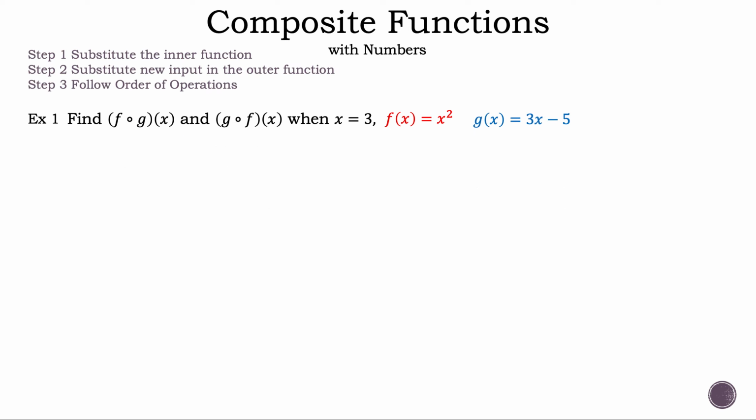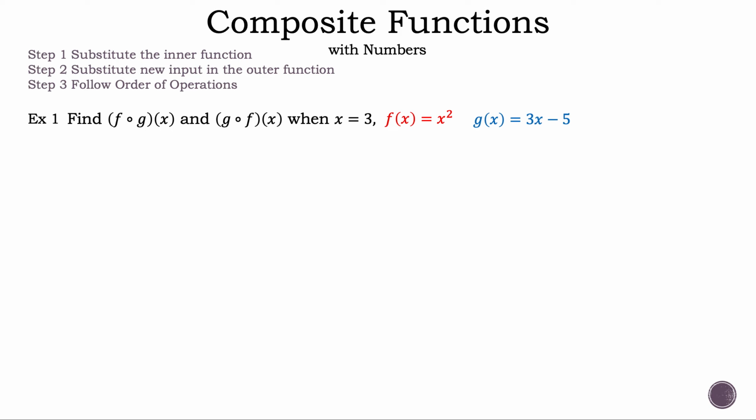Now, let's take a look at the example we're going to discuss in today's video. Let's read the steps. Step 1, substitute the inner function. Step 2, substitute new input in the outer function. Step 3, follow order of operations. Now, let's read the question. Find f of g of x and g of f of x when x is equal to 3, where f of x is equal to x squared and g of x is equal to 3x minus 5.